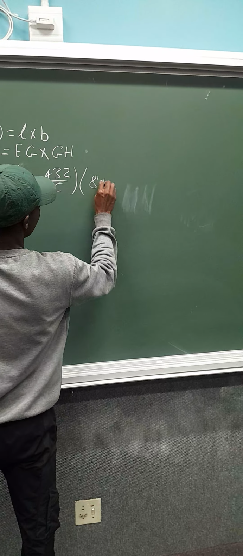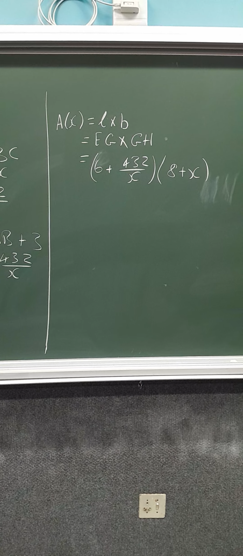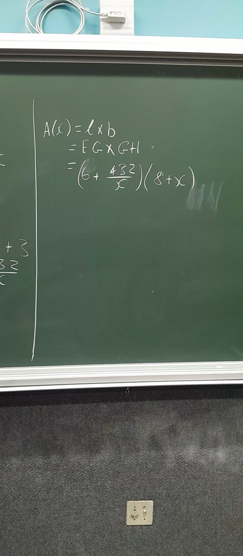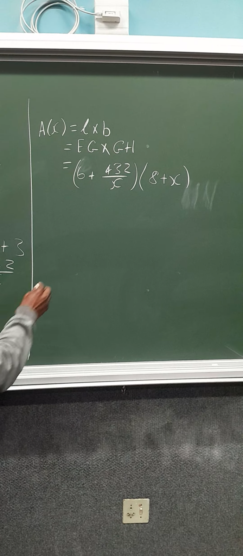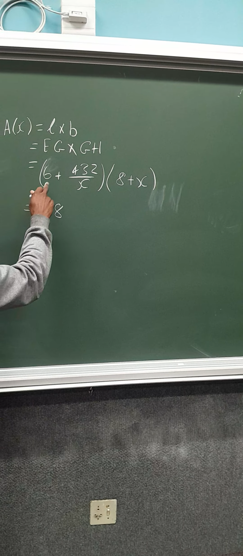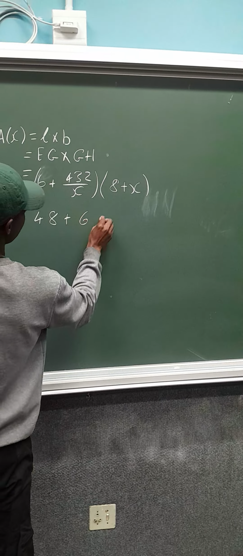So this is 8 plus x. Now we are going to multiply this. 6 multiplied by 8 is going to give us 48. And then 6 multiplied by x is going to give us 6x.